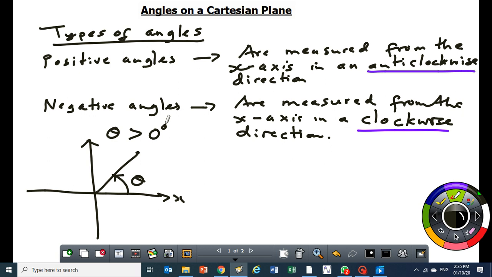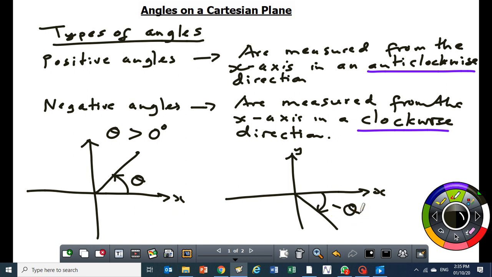Right, then the negative case is when you measure the angle like that. If the angle is measured in a clockwise direction, this becomes minus theta. So here, theta will be less than 0 degrees. Okay?